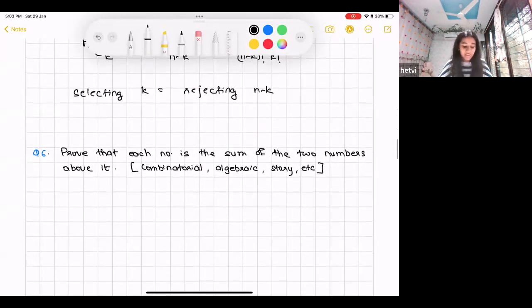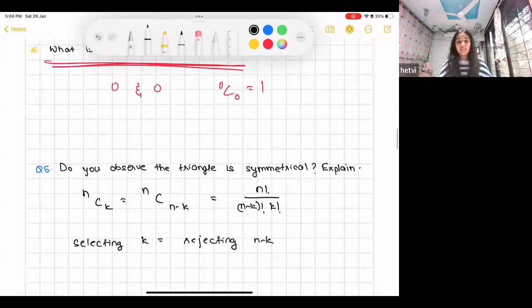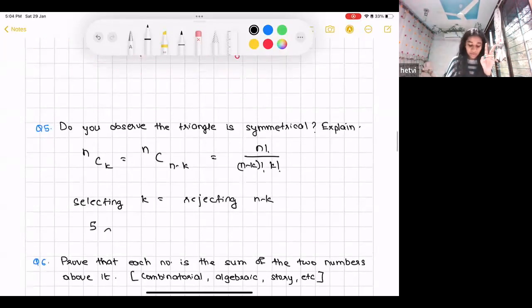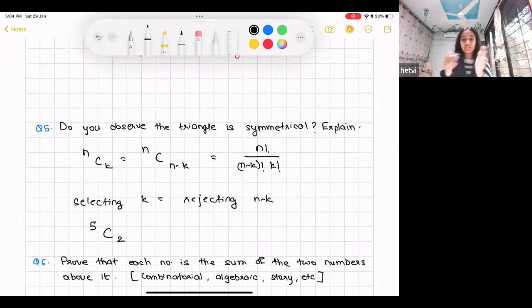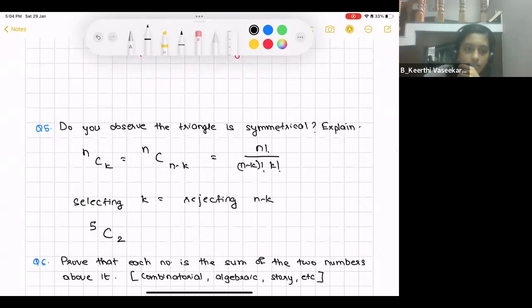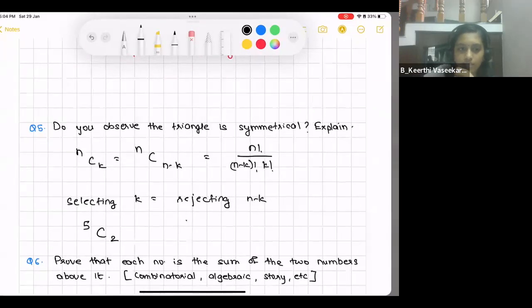Okay, now let's try to understand selecting k and rejecting n minus k. Let's say you have 5 people and you have to select 2 of them. So out of 5 people, you select 2 in 5C2 ways. Now, instead of selecting 2, there are 5 students and a teacher. What the teacher does is, I don't want person A, I don't want person B, I don't want person C. So I reject 3. So if the teacher rejects 3, automatically you're left with 2. That's 5C3.